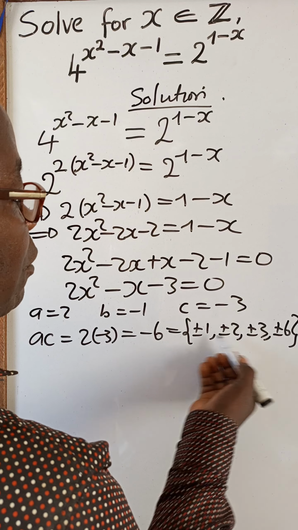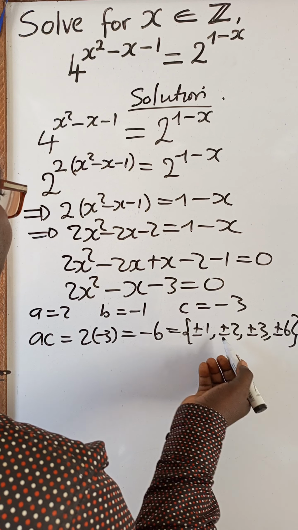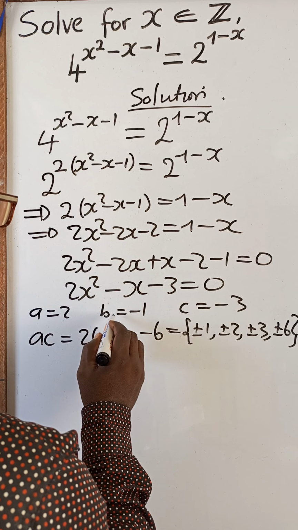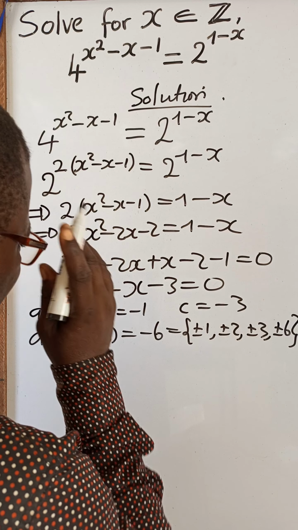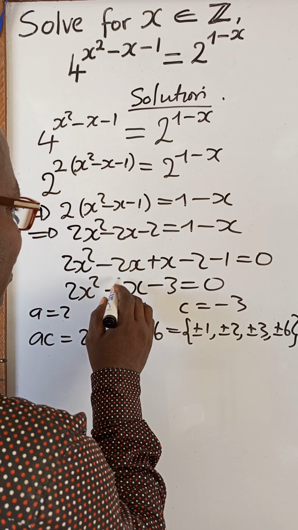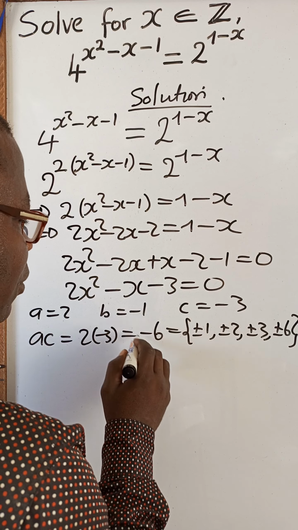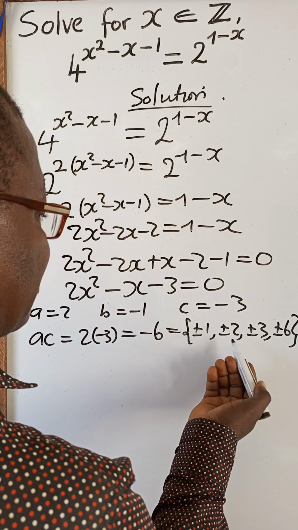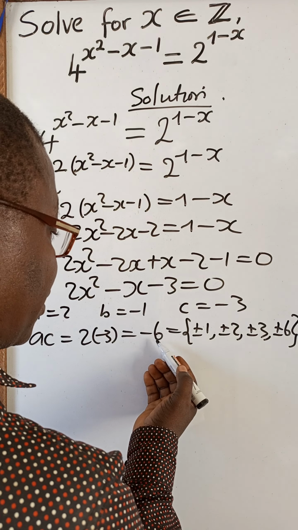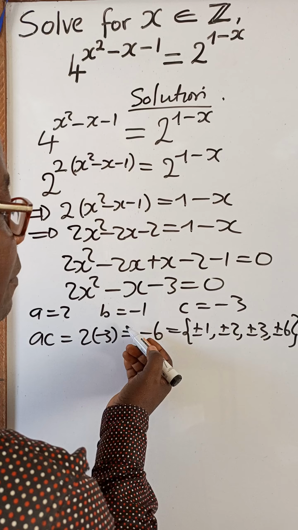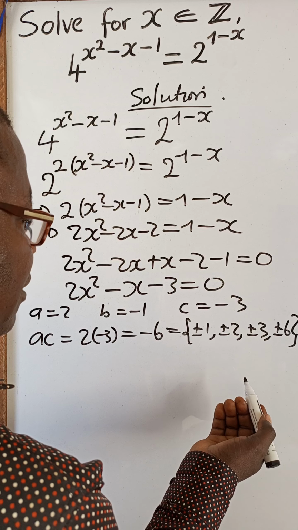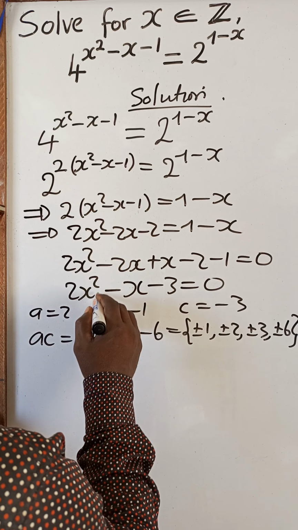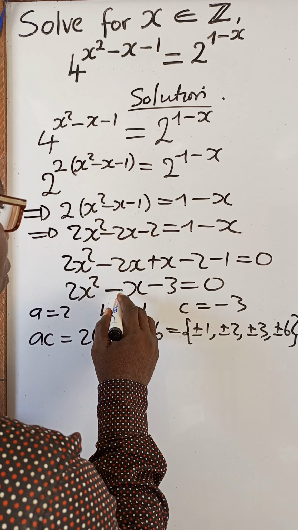So we get two factors from this set such that their product is negative 6 and their sum is b, which is negative 1. Which two elements in this set satisfy that condition, that their product is negative 6 and their sum is negative 1? It can only be negative 3 and positive 2. So we are going to replace this negative 1 here with positive 2 and negative 3.